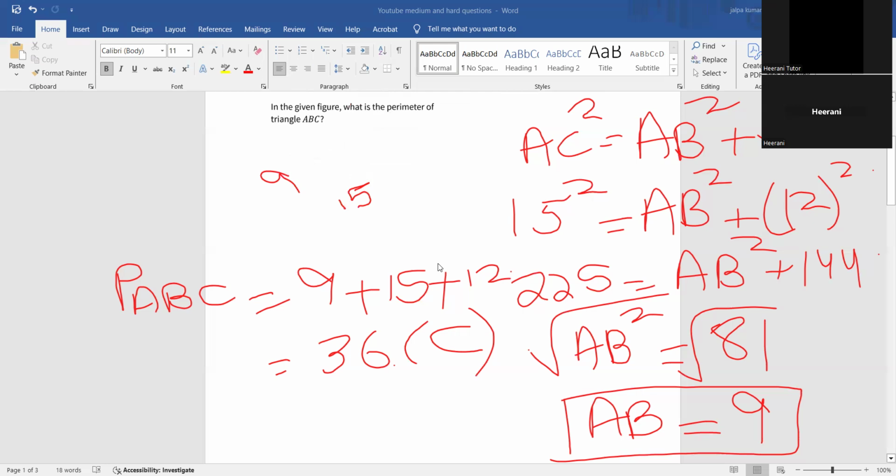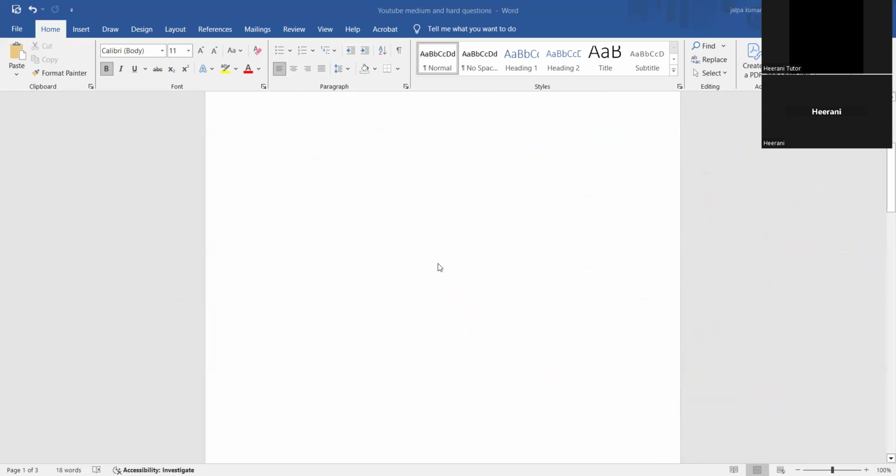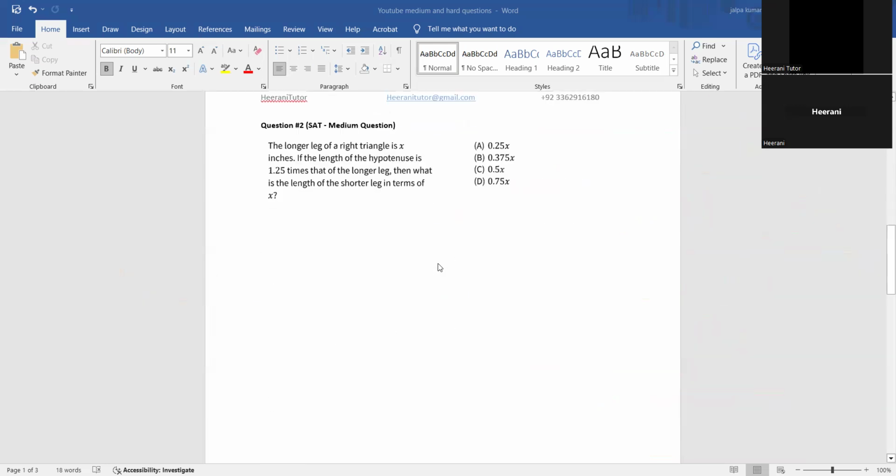Okay, let's get started with our second medium question of this video. The longer leg of a right angle triangle is x inches. If the length of the hypotenuse is 1.25 times that of the longer leg, then what is the length of the shorter leg in terms of x? So let's get started with this one.